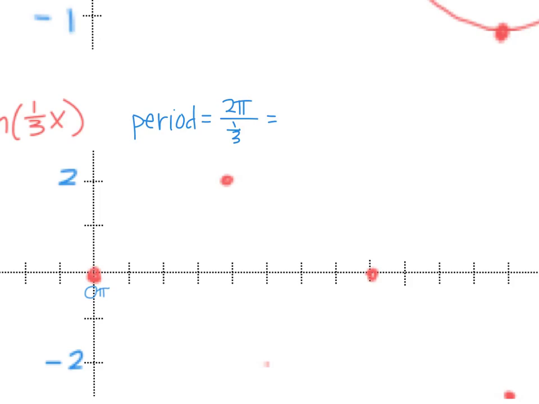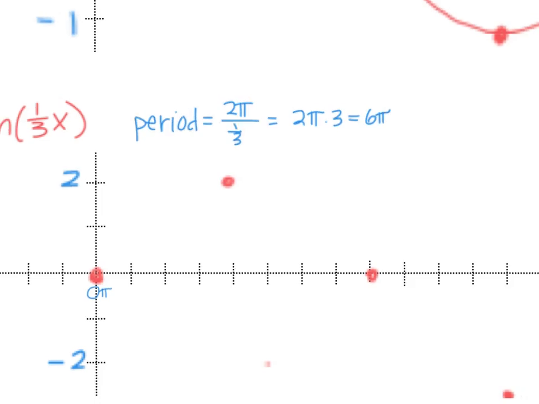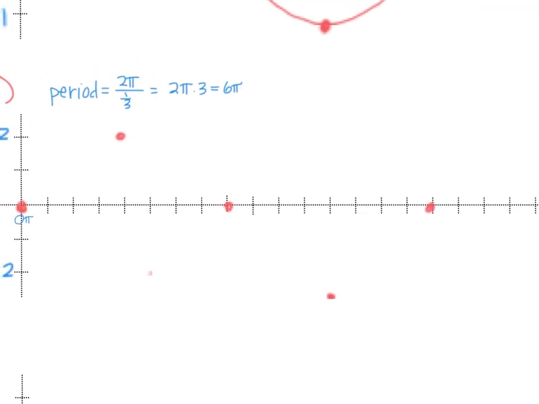How do you divide by a fraction? So it's really 2 pi times what number? 3, which is 6 pi. So that means the end of my cycle should be labeled as 6 pi. The beginning is always 0 pi. The end is now labeled as 6 pi, which means what about the middle, the center?